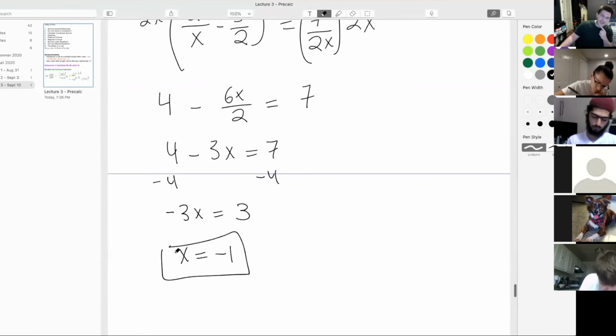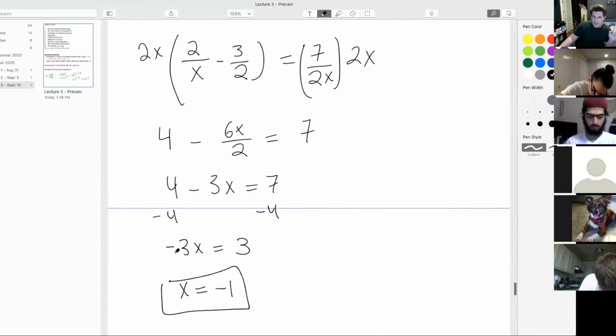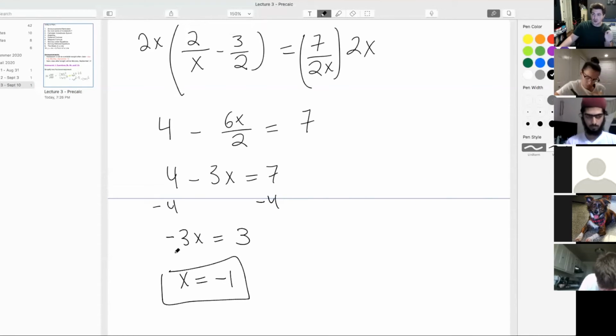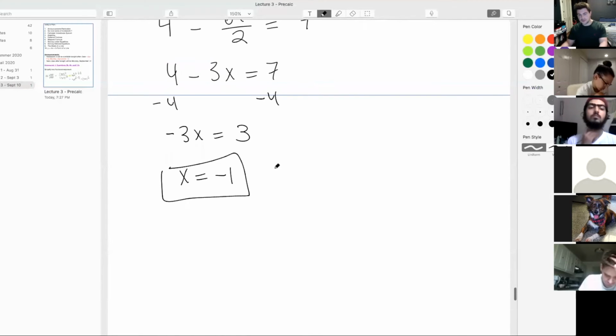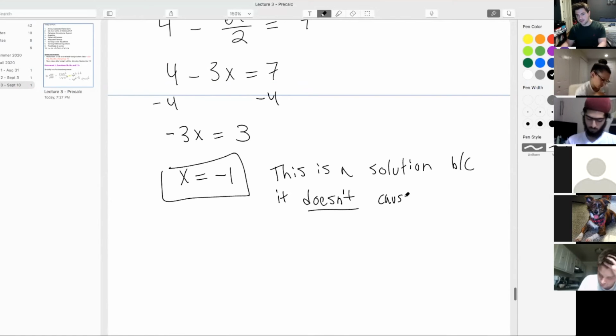So I hope everyone is okay with that. So we need to just go back and inspect whether negative 1 will cause us to divide by 0 anywhere. Very important. So let's go back to our original equation. If I plug in negative 1 into any of these fractions, it does not cause division by 0. So we're good. All right. So I'll just be explicit. This is a solution because it doesn't cause us to divide by 0. All right, so that's kind of like the big no-no in mathematics. Can't divide by 0.